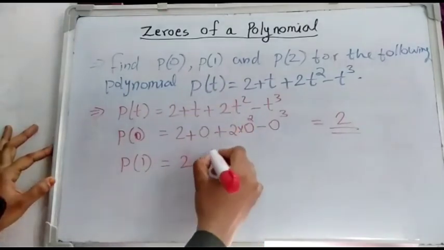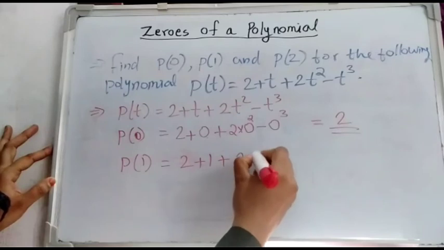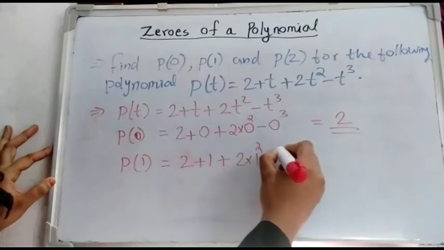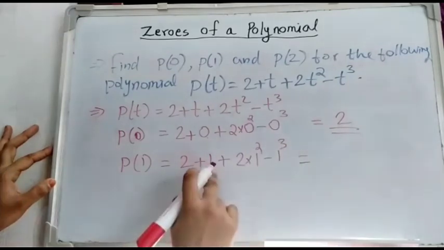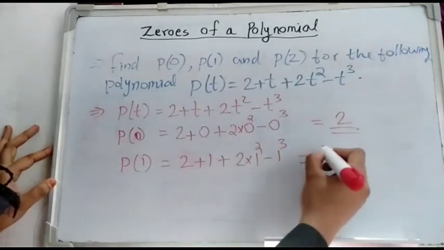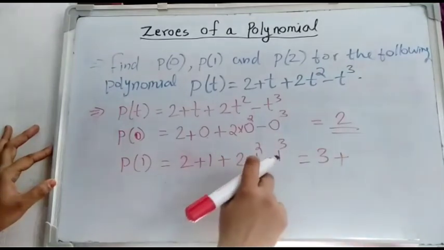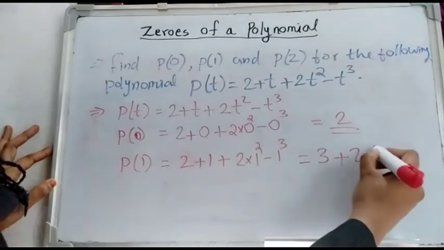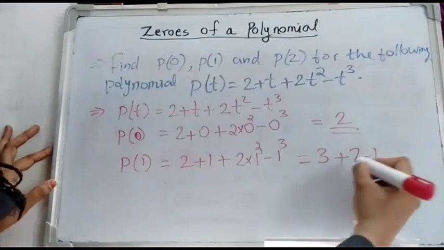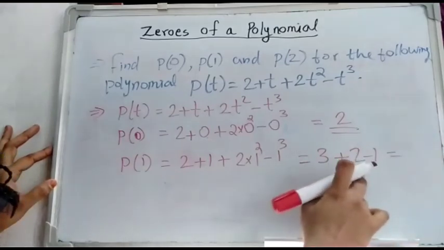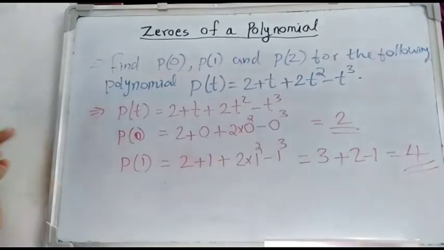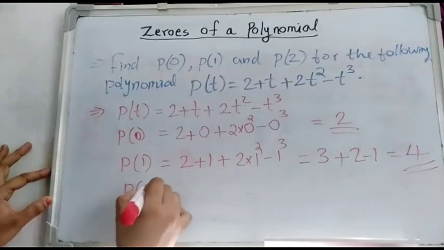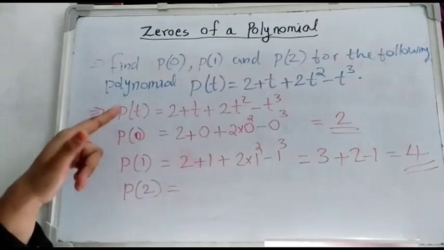2 plus 1 plus 2 into 1 square minus 1 cube. That is 2 plus 1, 3. 3 plus 1 into 2 into 1 square, 2 minus 1. That is 2 plus 5 minus 1. That is 4. So, P of 1 is equal to 4. Next, P of 2. Put t is equal to 2.